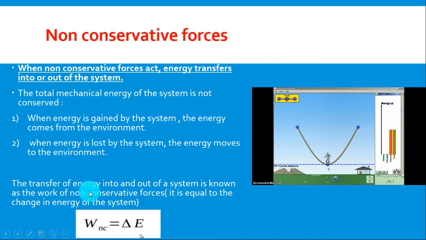The transfer of energy into and out of a system is known as the work of non-conservative forces. So we have work here from non-conservative forces. It is equal to the change in energy of the system. So work of non-conservative forces equals the change of energy. Yes, for sure. We have work here of friction. It is because of the change of energy in the system between kinetic, potential, and friction.